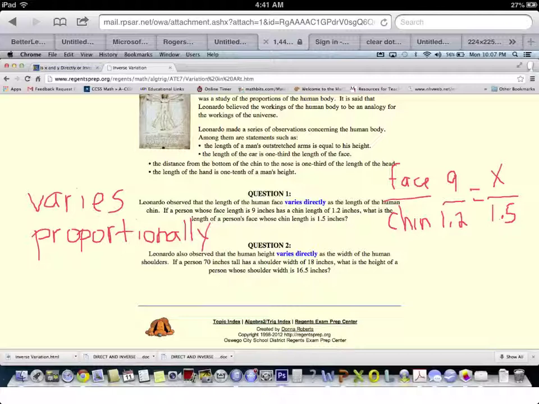And so the other two things that we're comparing in question 2 was the human height is proportional to the human shoulder width. So if you write that as a proportion, the first ratio would be: if a person 70 inches tall has a shoulder width of 18, what is the height, that's going to be the missing variable, of a person whose shoulder width is 16.5. And so we talk about cross multiplying and go through the process of cross multiplication to refresh their memory of how to solve using that.